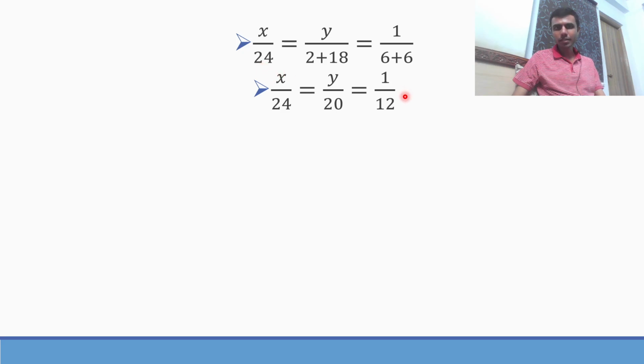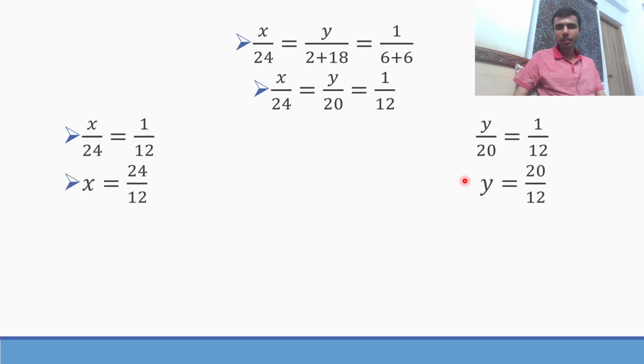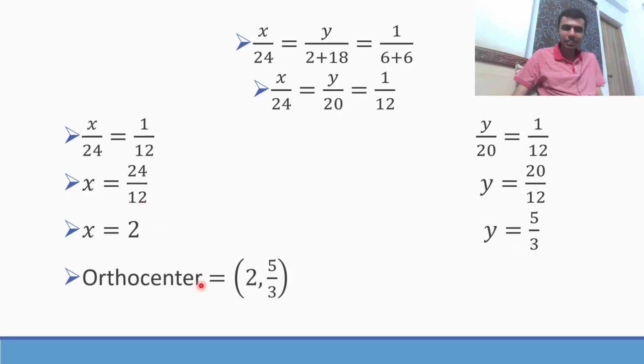Now take this and this, x by 24 is equal to 1 by 12 and y by 20 is equal to 1 by 12, two parts. Okay, like this, two parts. Now send this 24 here, x is equal to 24 by 12 and y will be 20 by 12. So x will be 2 and y will be 5 by 3. That's it. Orthocenter is 2 comma 5 by 3. That's it. We are done.